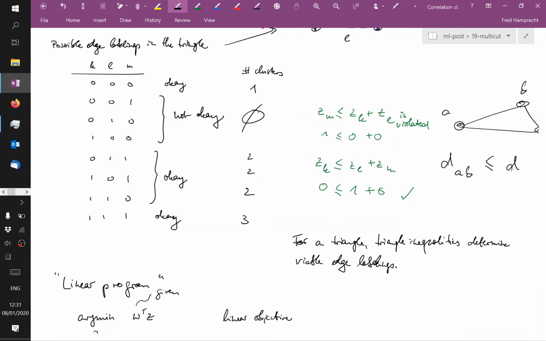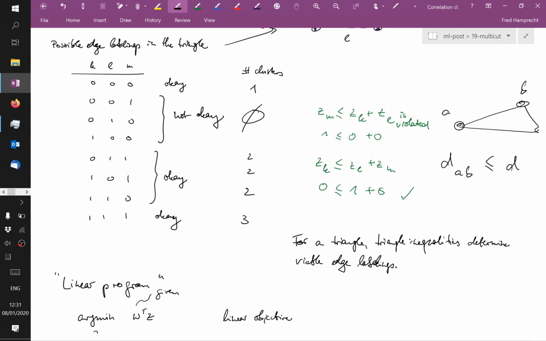Some of these rows correspond to a legal edge labeling. Here, for example, we get a single cluster out, everybody is together. Down here, for example, we've cut all edges, so we get out 3 clusters, which is also legit. Then we have different ways of obtaining 2 clusters. They can be better or worse in terms of energy or frustration, but they're all legal. And then we have these edge labelings which are not okay.